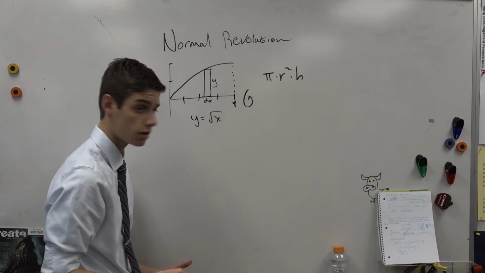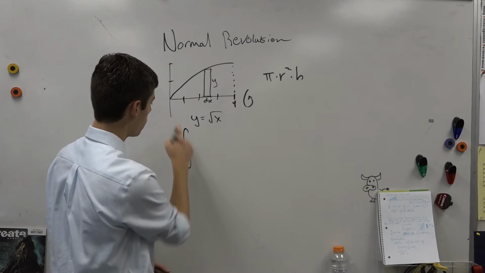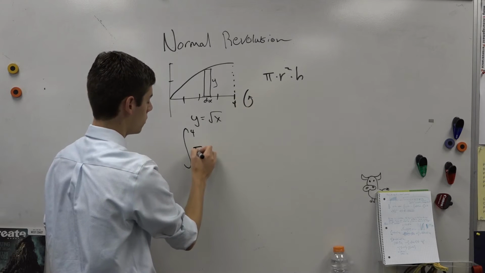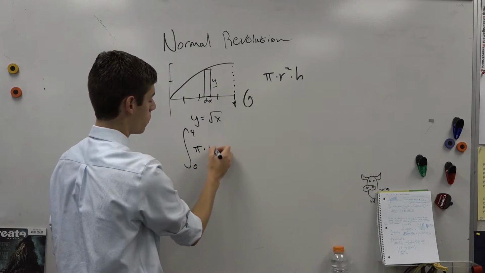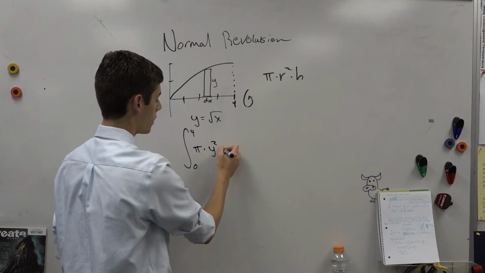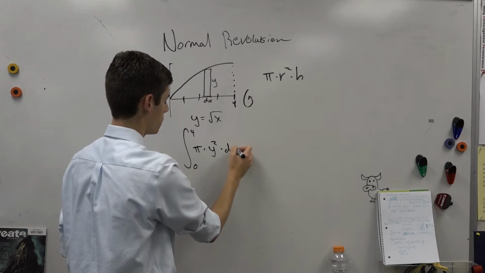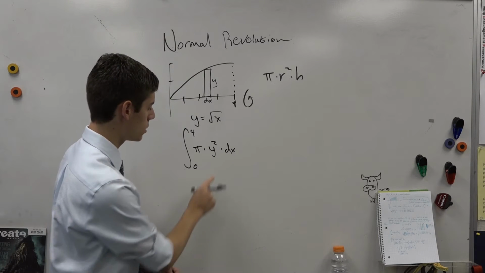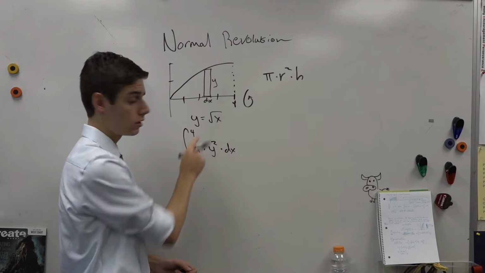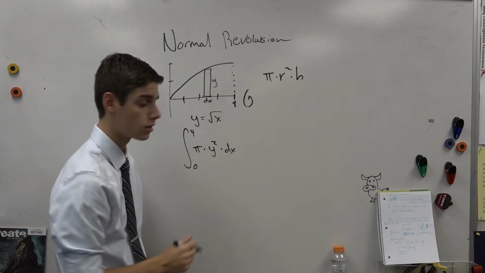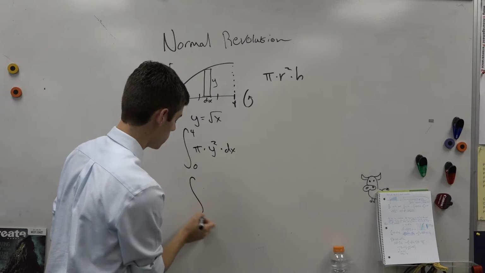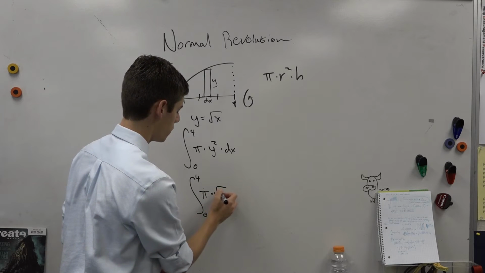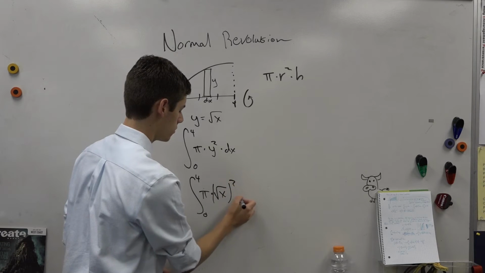So we're going to plug this into an integral. It will be the integral from 0 to 4 months of pi times the radius squared, that's y squared, times the height, which will be dx. Now see how there's an x and a y? That doesn't really work. So we're going to look back at our original equation, and we see that y equals the square root of x. So we can change this to the integral from 0 to 4 of pi times the square root of x squared dx.